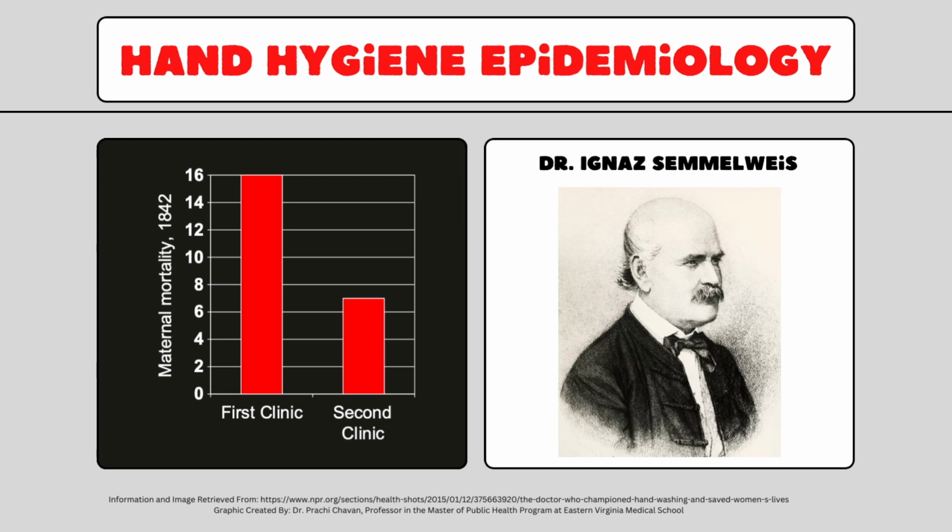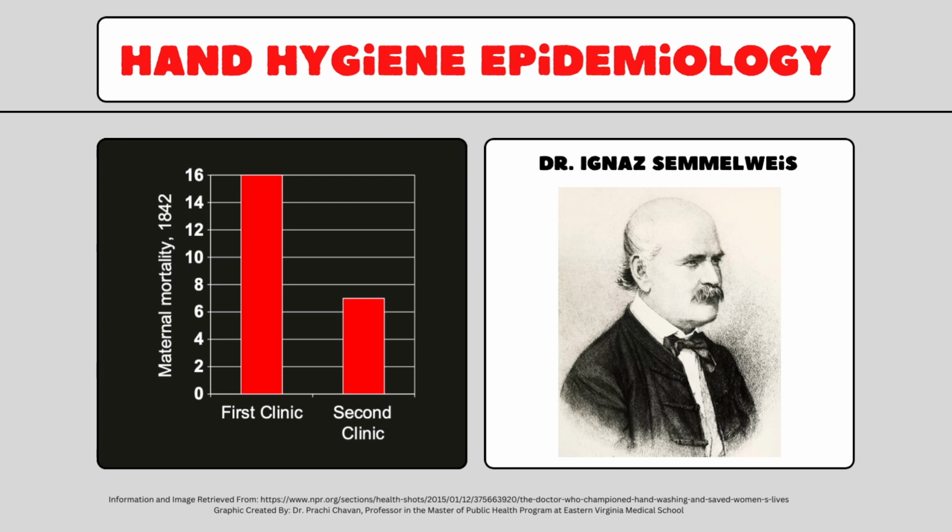So what he ended up doing was he studied 2 different maternity wards that were in the same hospital. However, one of them was staffed by all male doctors and medical students, while the other was staffed by female midwives. When he started analyzing the epidemiological data that he collected in both units, he noticed that women in the clinic staffed by doctors and medical students died at a rate that was nearly 5 times higher than women in the midwife clinic.